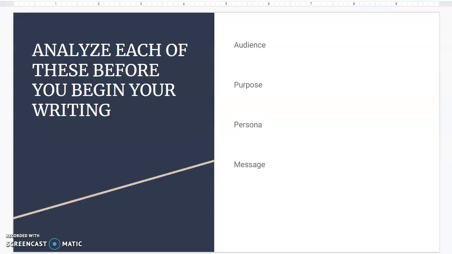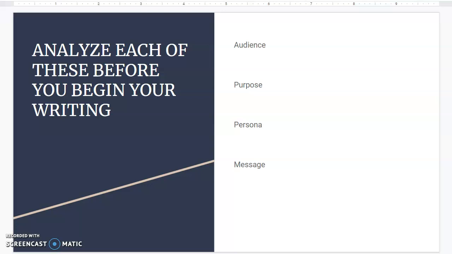Now, the key is to analyze each of these 4 things before you begin your writing. For me in this class, you're going to write out your planning page here, but for any other type of writing that you do, at least analyze these 4 things mentally before you begin. It will save you a lot of agony in the writing process.